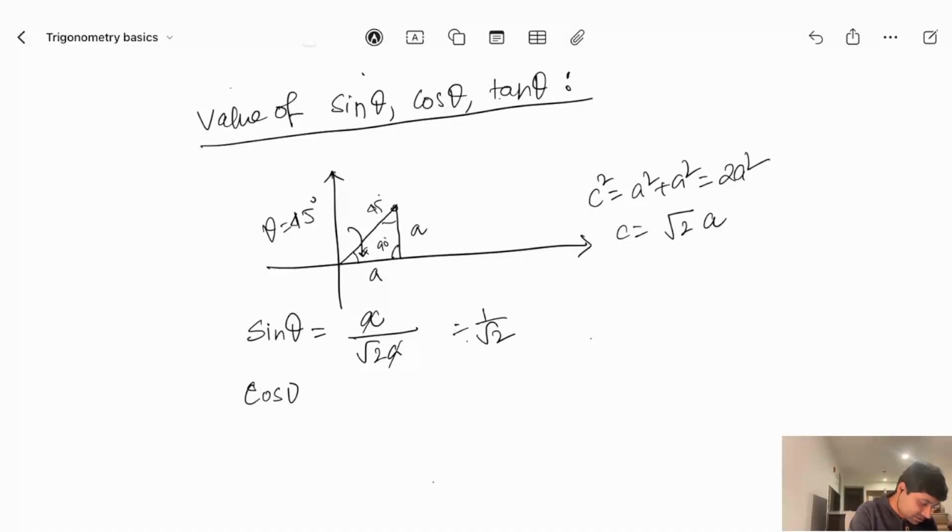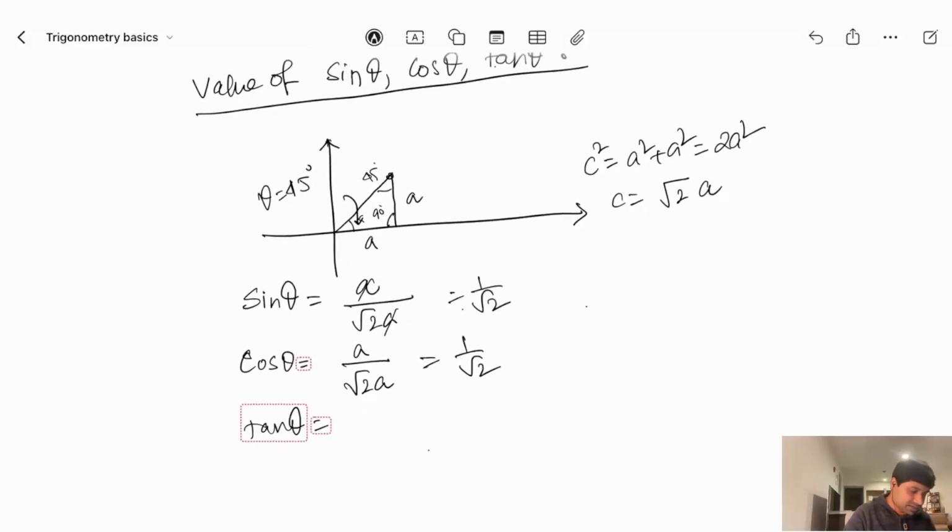Similarly, cos theta is the base divided by hypotenuse. Base is again a, over square root of 2 a, so it gives you the same result. What about tan theta? It's height divided by base. Height is a and base is a, so that gives you 1. So we can easily find out that tan 45 is actually 1.